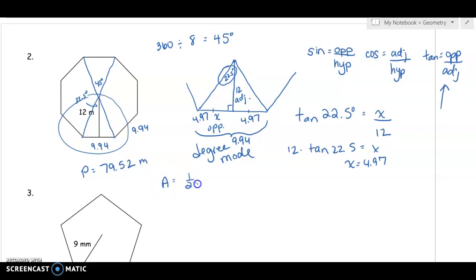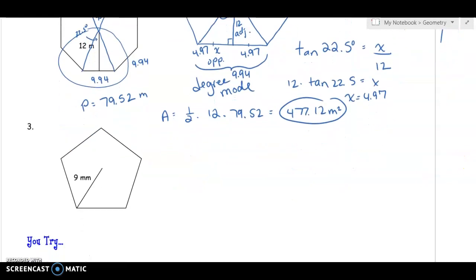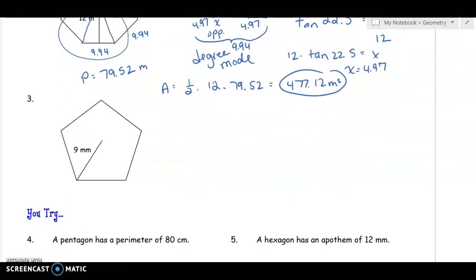It's 1/2 times the apothem, 12, times the perimeter, 79.52. And when you multiply that all out, you get 477.12 square meters. Okay. Number 3, same idea. We have this time a pentagon that we're given the radius. Let's find the central angles.